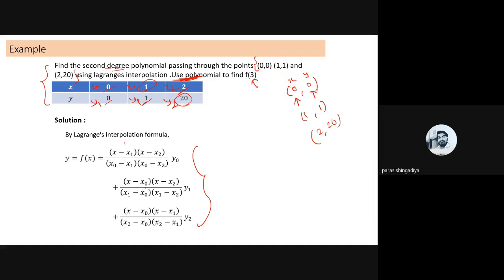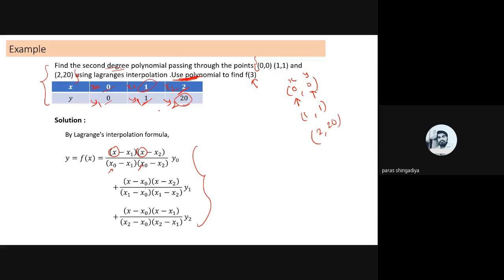Okay, and now the first term is the part for x0, so we'll skip x0 in this numerator. So it will be x minus x1, x minus x2. Okay, and now use this x0 in place of x in the denominator, so it will be x0 minus x1, x0 minus x2, into y0.